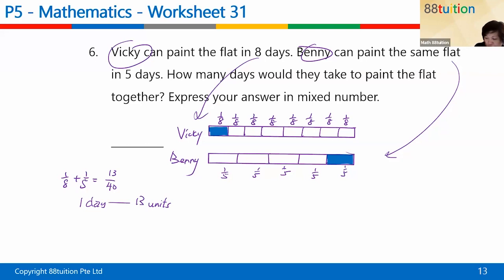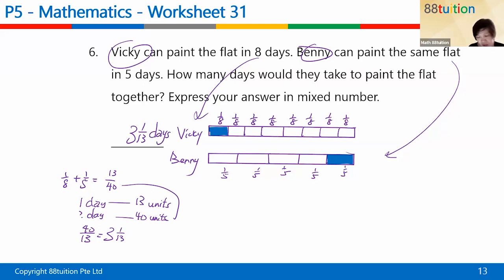Okay, so how many in total? 40 units, right? How do I know 40? There, 40 units. So 40 over 13. You get 3 days and 1 over 13, it should be like that. Okay, 3 and 1/13 days. Some people like this. If you like this, you just change all into a common unit, that's all.